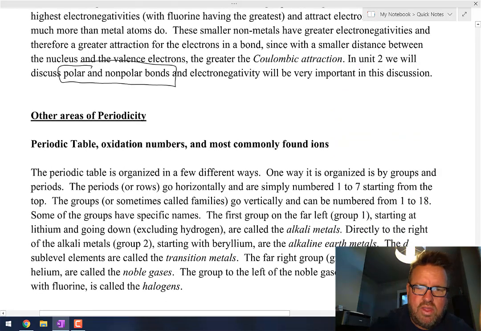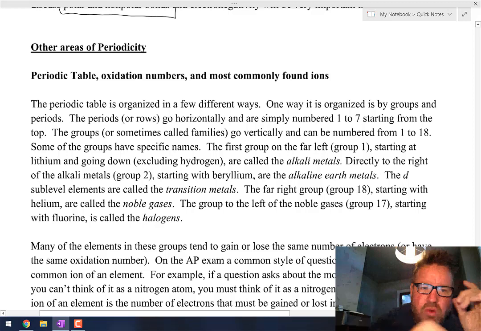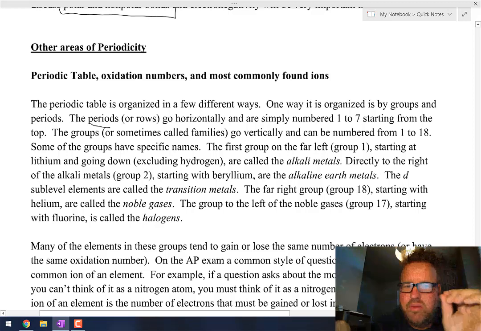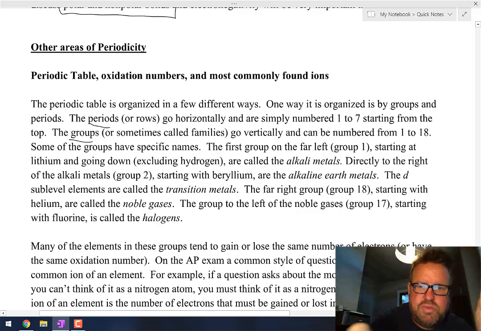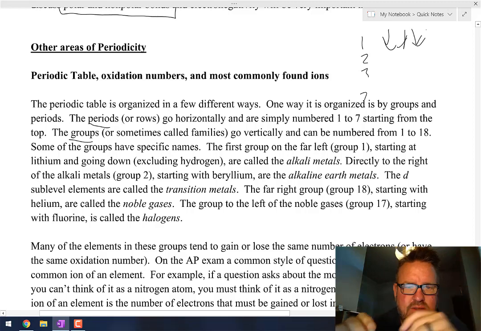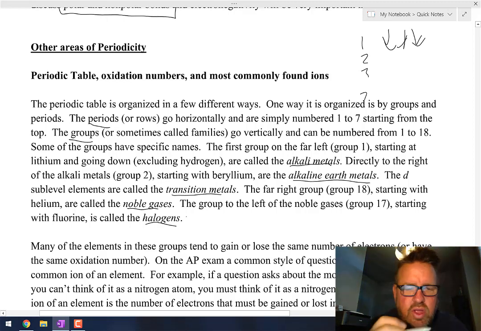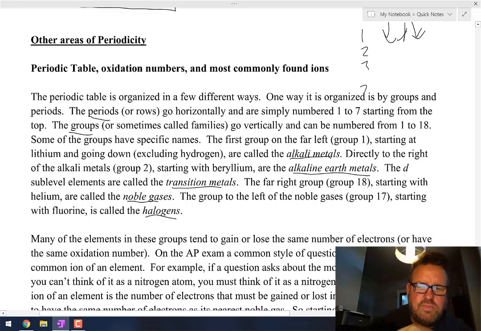Okay, one more quick thing here and then we'll be done for today. This is stuff you probably already know. There's periods on the periodic table. You don't need me to read all of this. There's groups. So the periods go 1, 2, 3, 4, 5, 6, 7. The groups go down, down, down like that. There are names for groups. There's the alkali metals, the alkaline earth metals, the transition metals. You should be familiar with those names.